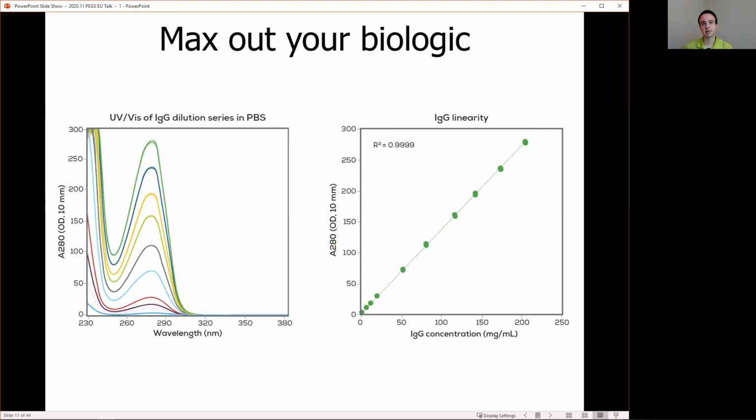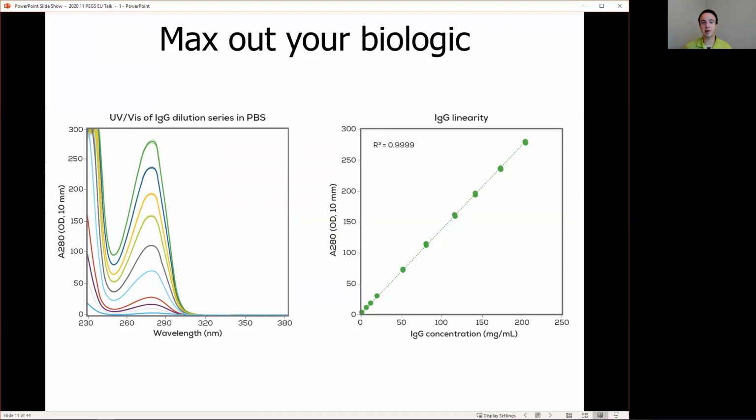If we want to take a look at an even more real-world example, here on the left, we're looking at the full spectrum absorbance UV-Vis signal of an IgG dilution in a PBS buffer. As we further dilute the sample, you can watch as the signal goes down. On the right side of the slide, we're looking at the linearity of that same sample, where across the x-axis we're looking at known concentration, and in the y-axis we're looking at the A280, which is the measured absorbance value at 280 nanometers.